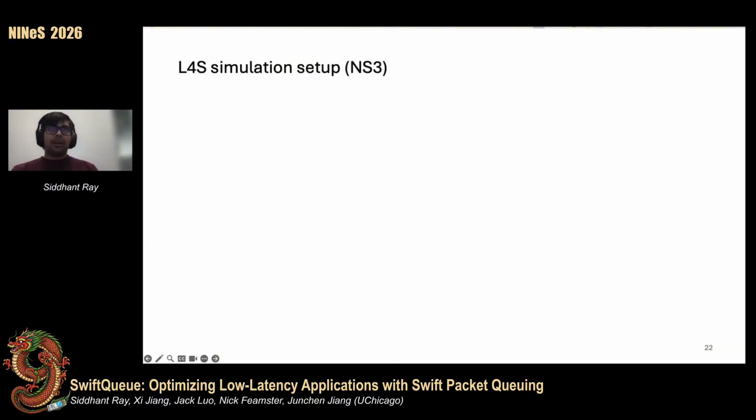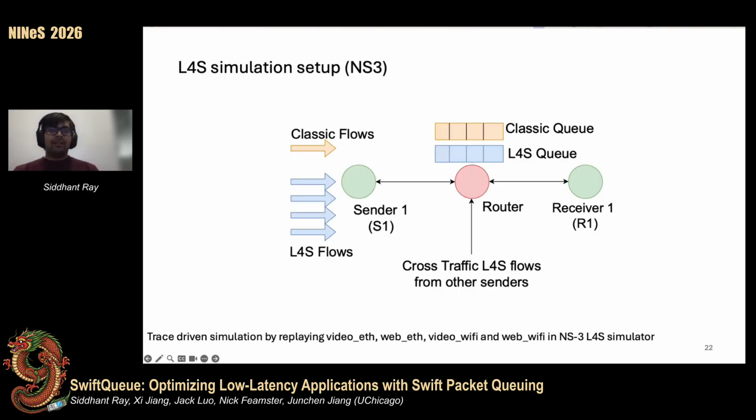While this is good for evaluating the transformer's actual prediction performance, we also need a setup for actually making the decision for L4S queue selection. For this, we have an NS3 simulation with a sender, a router, and a receiver, and the router has 2 kinds of queues, which can receive both classic and L4S flows. The traffic is a trace-driven simulation, replaying the actual traces we collected from video and web traffic on both of these endpoints. And the prediction is made at the sender before sending out the packets, to decide which packet should be put in which queue.